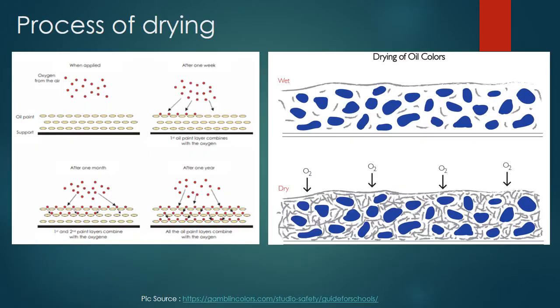Process of drying. Unlike tempera, acrylic paint, or watercolor, which dry by evaporation of water or solvents, oil paint dries by complex oxidation and polymerization of the drying oil, meaning the drying oil reacts chemically with oxygen in the air and gradually cross-linking of the long polymer chains takes place, and the medium changes from a liquid to a gel and finally becomes a firm film. This process of drying oil takes a lot of time, months or even years.